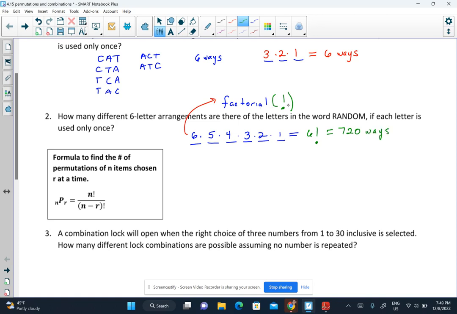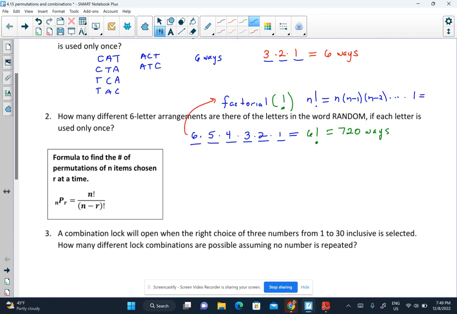Again, this is known as the factorial symbol. And in general, n factorial actually equals n times n minus 1 times n minus 2, and you keep on decreasing by 1 until you get to 1. When you multiply it out, that is the number of arrangements.